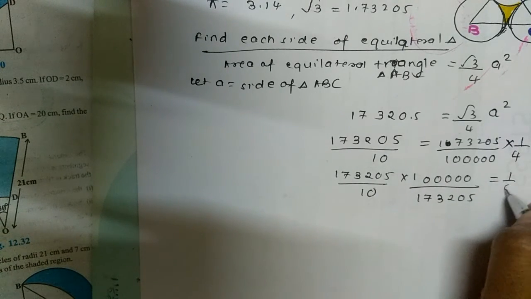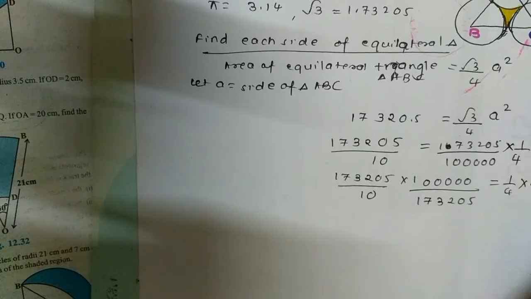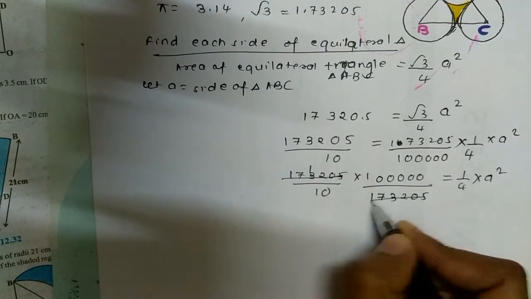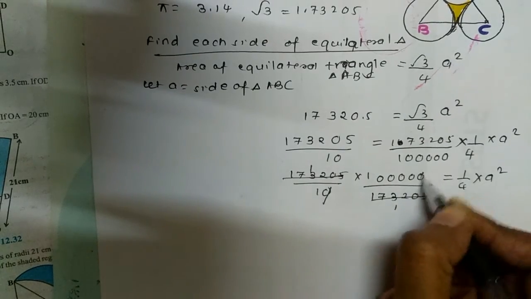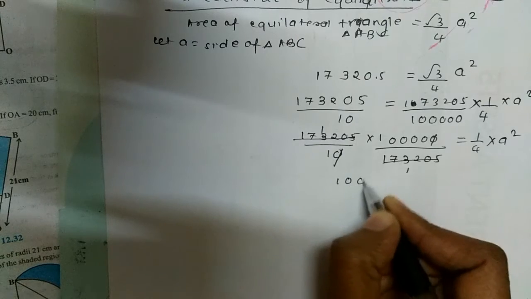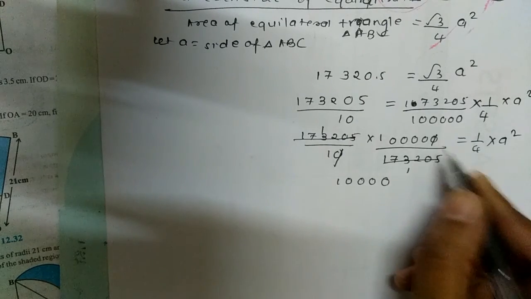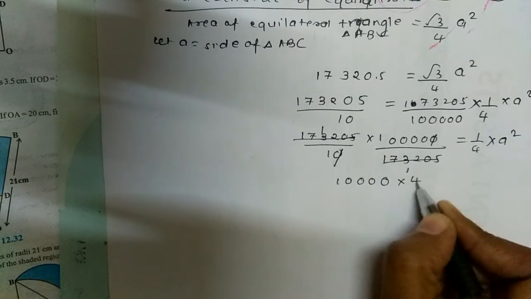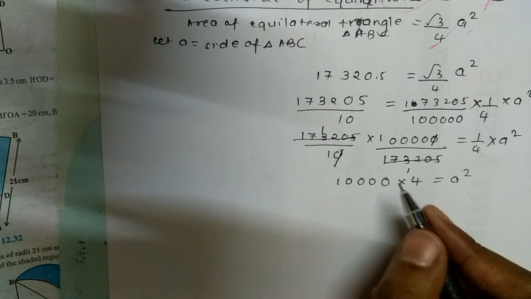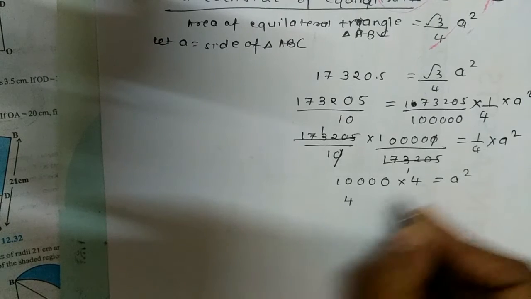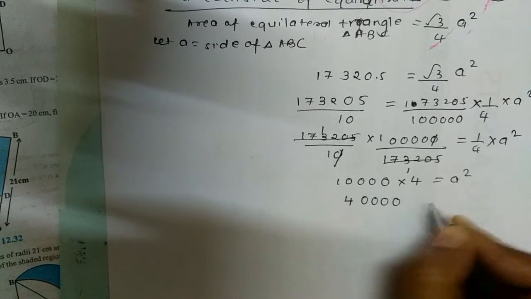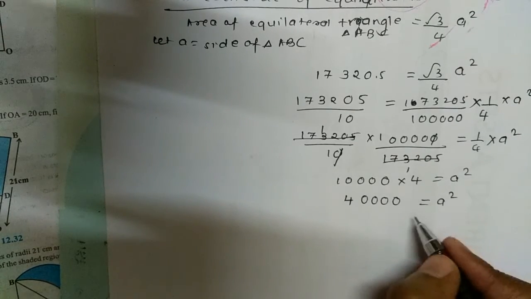So equals 1 by 4 into a square. This 4 also you can bring this side, but 1 by 1 I'll bring. So the 1 will get cancelled, 1 zero will cancel, so 1 and here you get 1 and 1 2 3 4 zeros. Now this into 4 I'll bring here, equals 1 into a square, which is a square. So here you got 4, 1 2 3 4 zeros, equals a square. Now you need to find out the value of a.